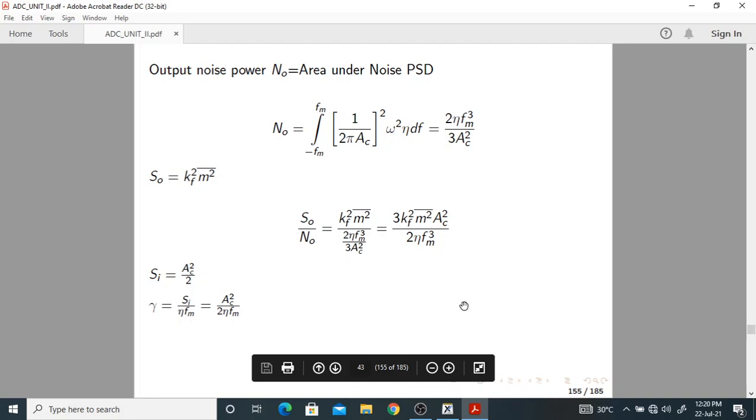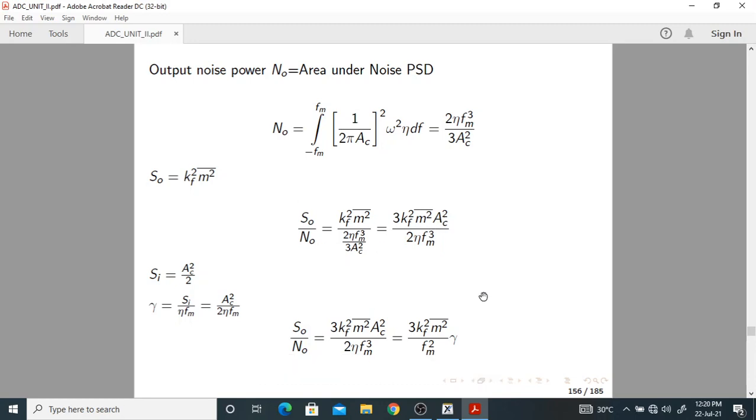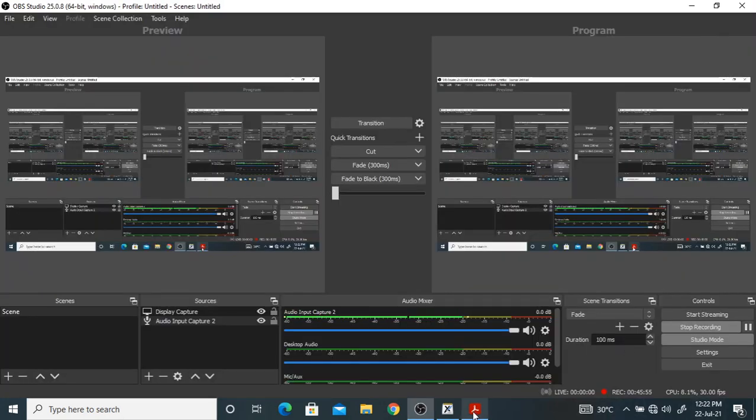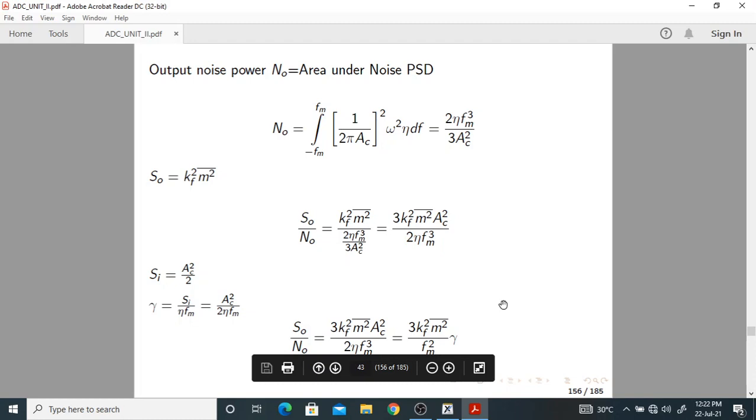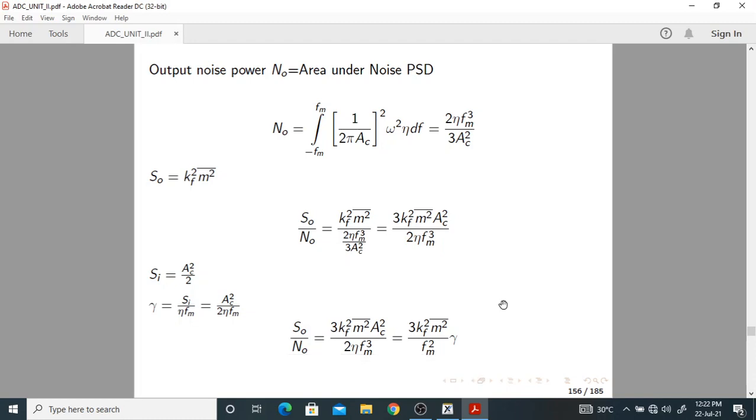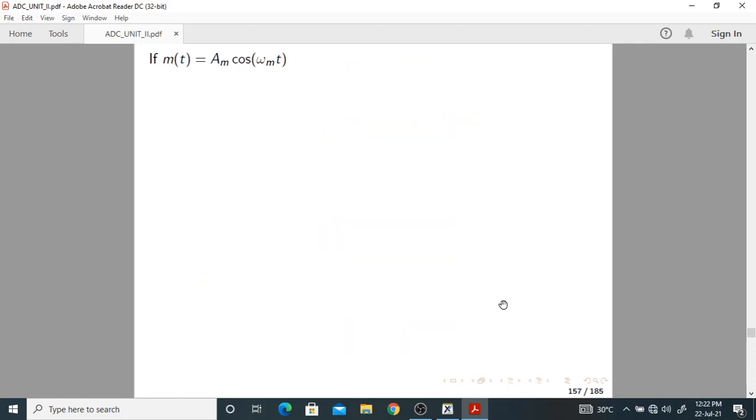S square, A square, both are same. So you want to write this S naught by N naught in terms of gamma. What do you get? 3 into Kf square into M square bar by Fm square into gamma. This is the output SNR. So you do these calculations. This is the output SNR for FM in terms of gamma.